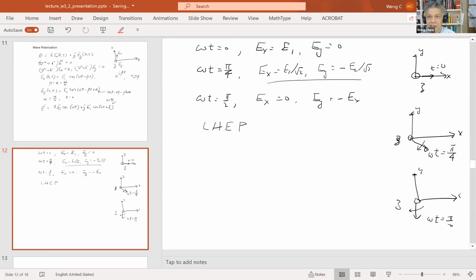I guess you cannot see, right? Can I make myself visible? So you put your thumb in the direction of propagation, and then you put your fingers in the direction of rotation of the wave. And if it fits with your left hand, it's called a left-hand polarized wave, okay? And then you do the same for other cases as well. So this is called a left-hand elliptically polarized wave.